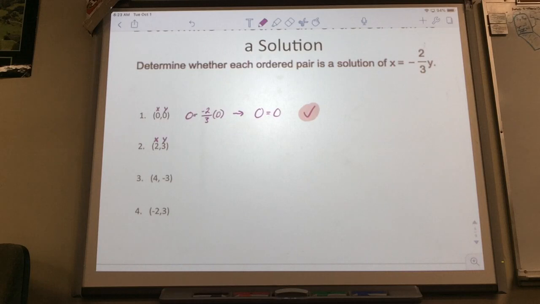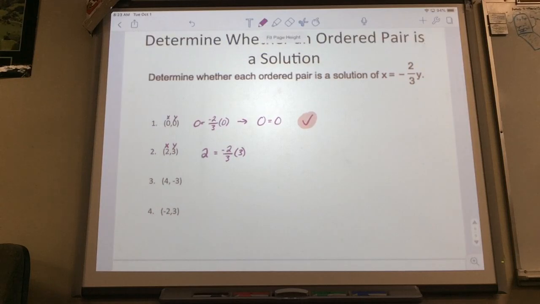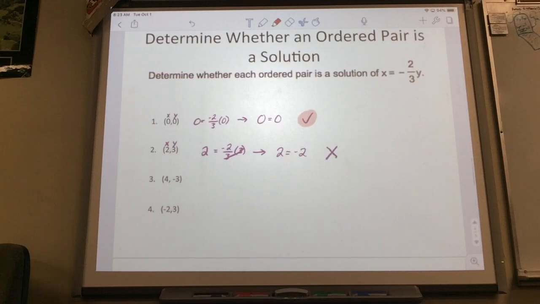So my X is 2, negative 2 over 3, and my Y is 3. It's actually really nice because we're multiplying by what's on the bottom, so those 3's cancel, giving me 2 equals negative 2. That one does not work because 2 does not equal negative 2. Okay, go ahead and plug in those last two problems.